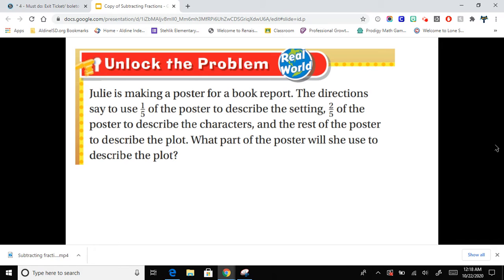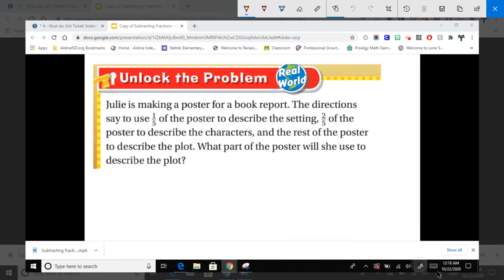Let's begin with a simple word problem. Here we have a word problem, and it says Julie is making a poster for a book report. The directions say to use 1/5 of the poster to describe the setting, 2/5 of the poster to describe the characters, and the rest of the poster to describe the plot. What part of the poster will she use to describe the plot?